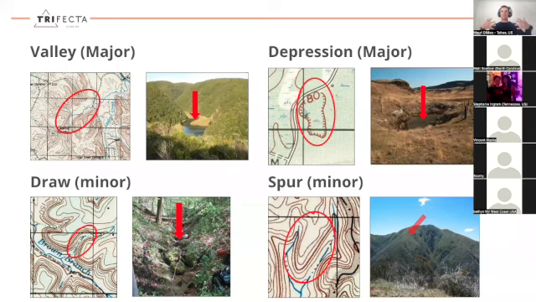Depressions will have hash lines. You'll see hash lines and two other features that are coming up. Those hash lines always point to the low ground.